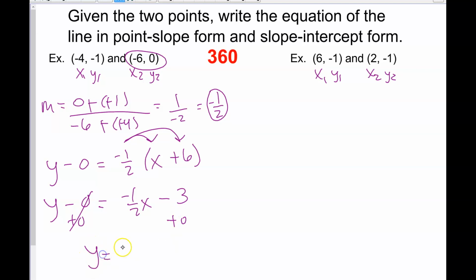So y equals negative 1/2 x minus 3 is my answer to my equation. All right, pause the video and try the next example, and then we'll go over it together.